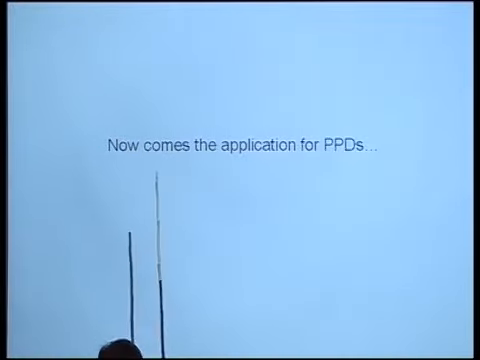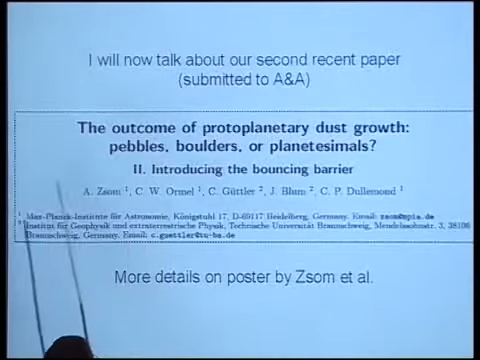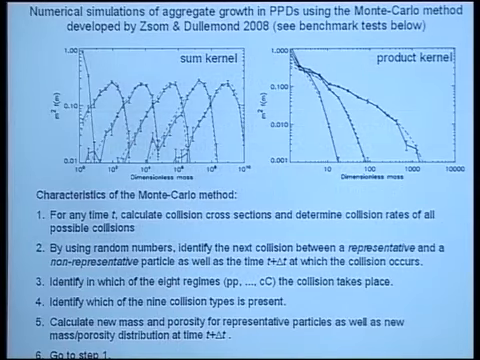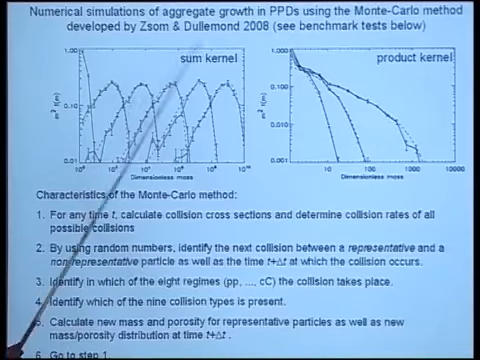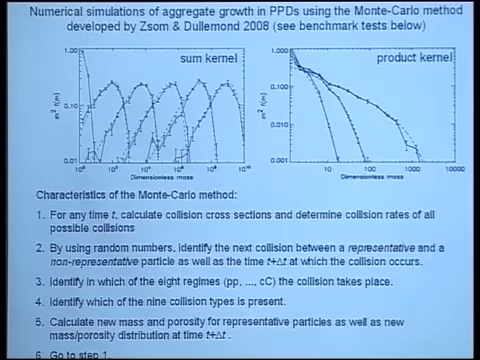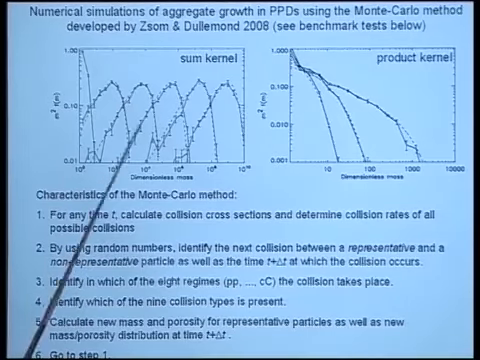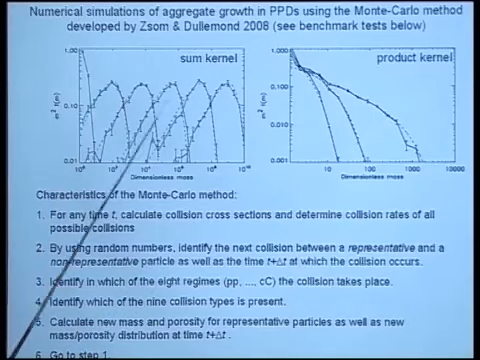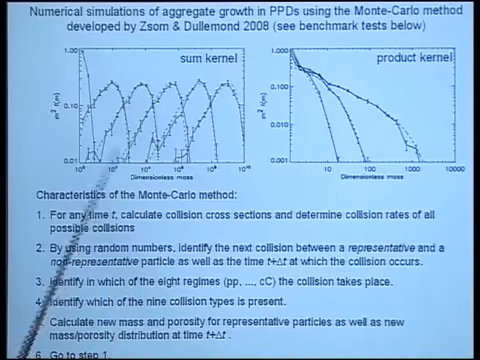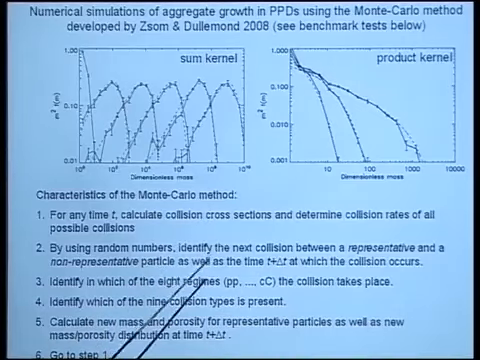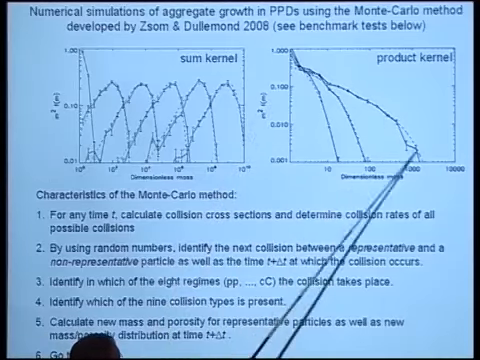Okay, now comes the application, and we do the modeling part. That's the second paper submitted to A&A. Using a Monte Carlo code developed in Heidelberg and made much faster and better with the help of Chris Ormel. So it's based on the paper by Zsom and Dullemond, 2008. They have run some benchmark tests on their Monte Carlo code with a sum-kernel coagulation equation, which gives you an analytical solution. These are the curves, and the Monte Carlo results fit very nicely. And even the product kernel, which is a nasty one because it's a runaway kernel, can be fitted very nicely.